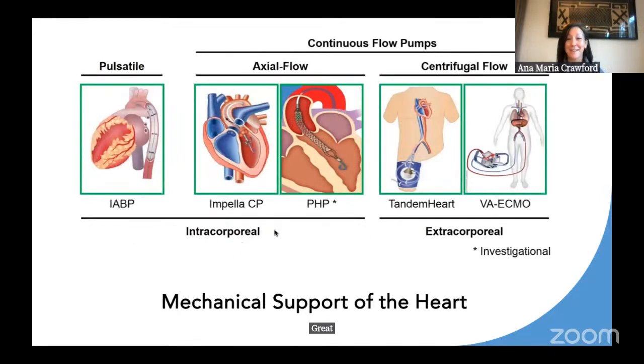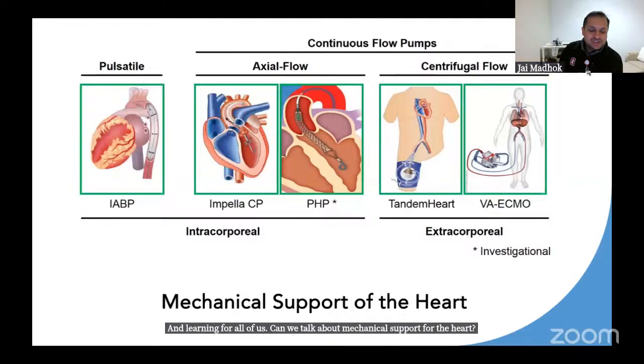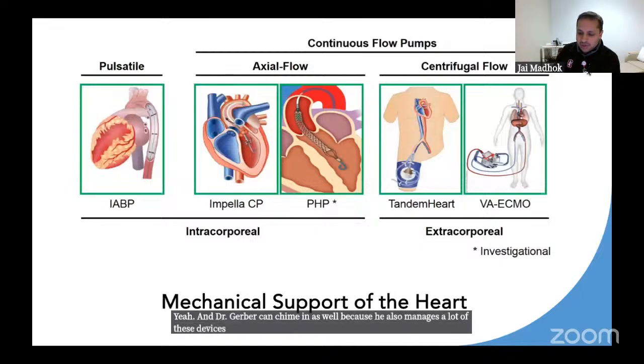I think those are great points and learning for all of us. Can we talk about mechanical support for the heart? Dr. Gerber can chime in as well because he also manages a lot of these devices. But we'll go over it in brief.